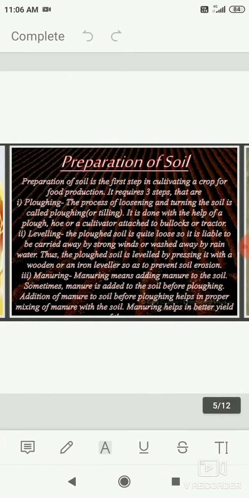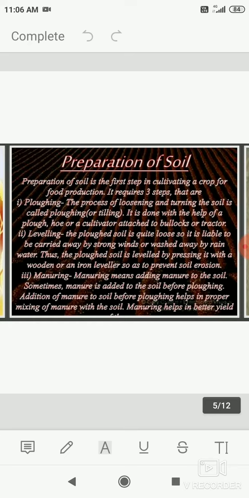Preparation of soil. Preparation of soil is the first step in cultivating crop for food production. It further has three steps, that are ploughing, leveling and manuring. Ploughing is a process of loosening and turning the soil, that is known as ploughing or tilling. It is done with the help of plough, hoe or cultivator attached to bullocks or tractor.